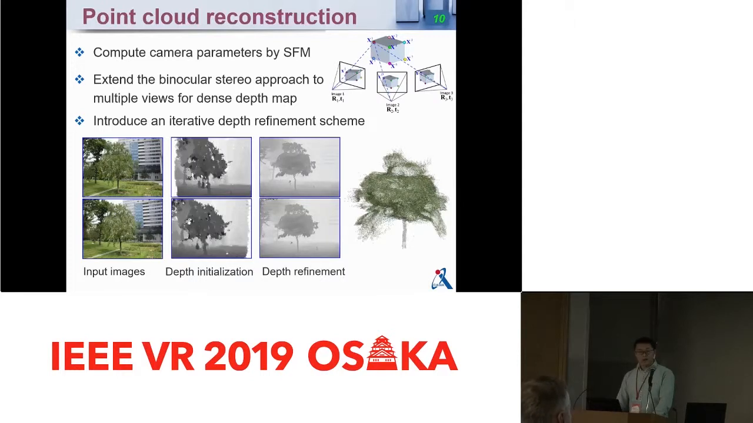First, in the point cloud reconstruction process, we compute the camera parameters by using an open source structure from motion system. And our contribution is taking the binocular stereo approach to multiple views so that we can compute the dense depth map for each view. And further, to make a more accurate depth estimation, we introduce an iterative scheme to refine the depth by combining the photo-consistency and the geometry coherence of the plants. And more details can be seen in the paper.